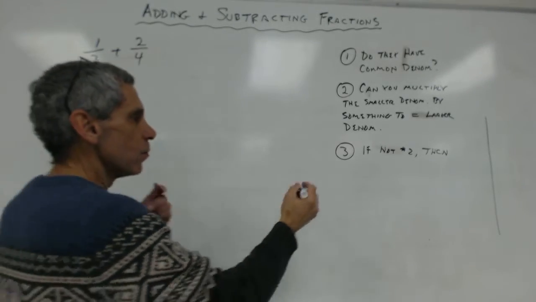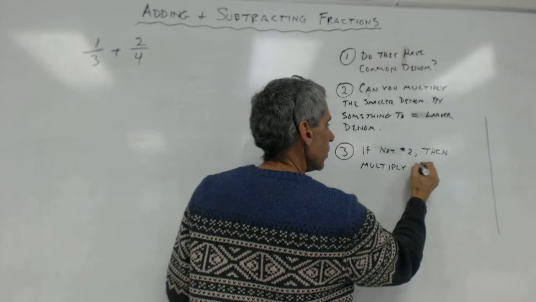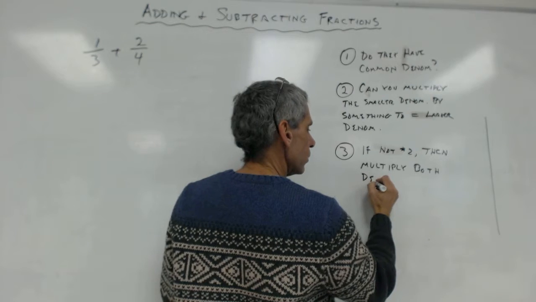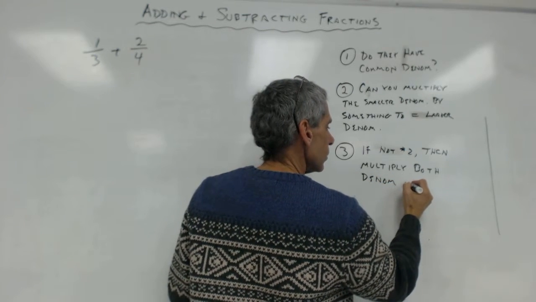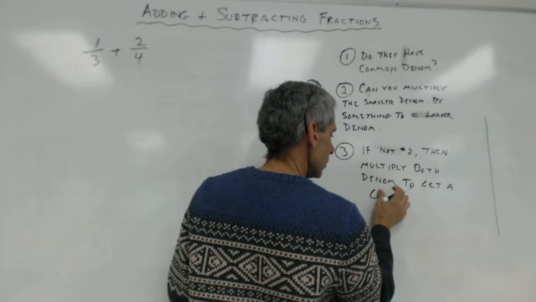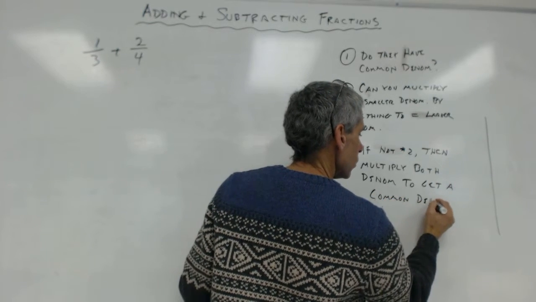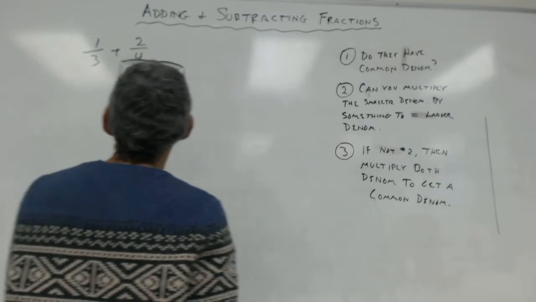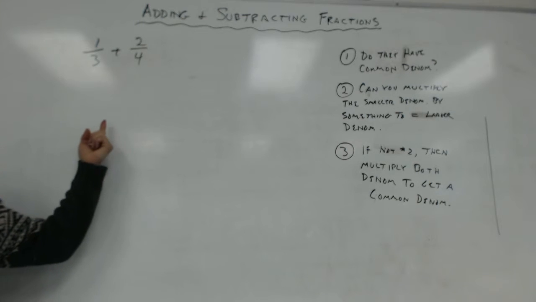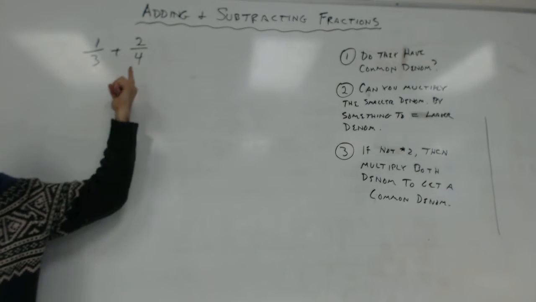Then multiply both denominators to get a common denominator. So we'll try a few of these and see. How would that work? What would my common denominator be? There's lots of possibilities, right?